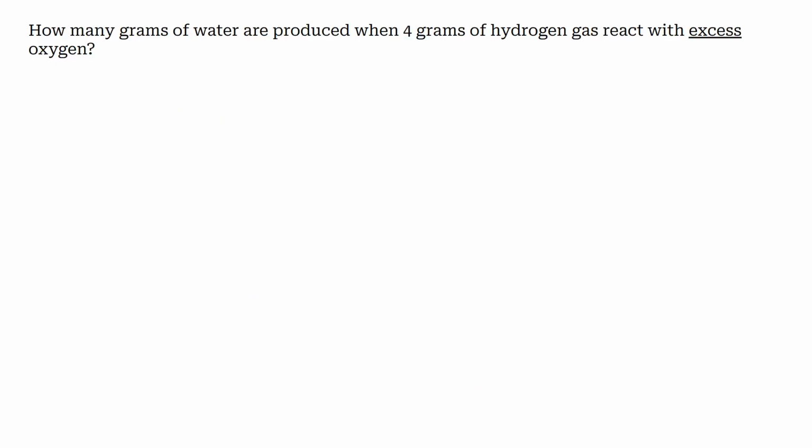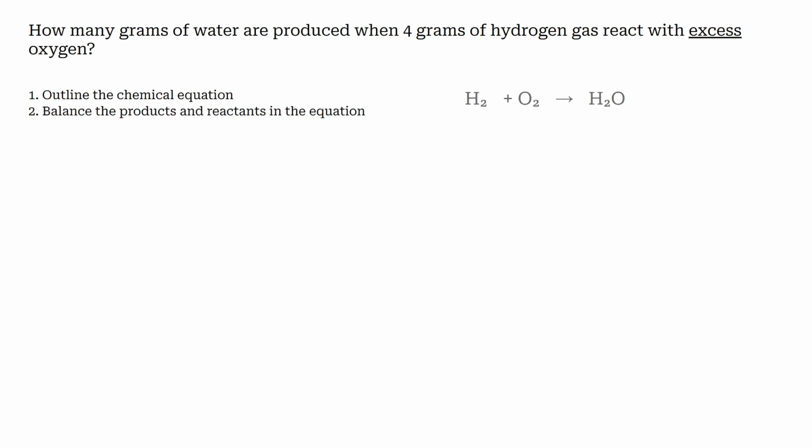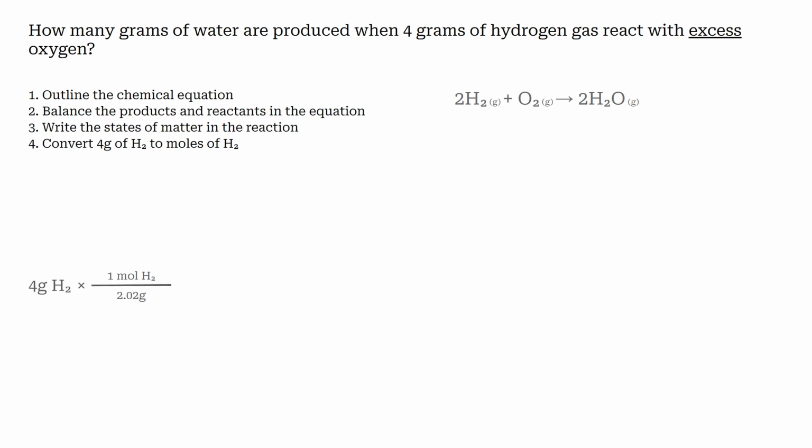Alright, let's get started on some word problems. How many grams of water are produced when 4 grams of hydrogen gas react with excess oxygen? First we outline the chemical equation, then we balance it, and then we write the states of matter. 4 grams of hydrogen gas are given, so we plug it in and convert it to moles. And finally, we use mole ratios to determine grams of H2O produced.